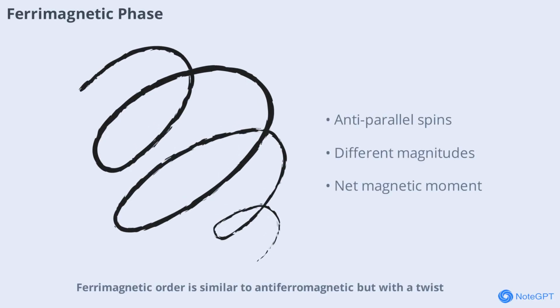Ferrimagnetic order is similar to antiferromagnetic, but with a twist. In ferrimagnetic materials, the spins are antiparallel, yet their magnitudes differ. This means the opposing spins don't cancel out completely, resulting in a net magnetic moment. Ferrimagnetism is found in materials like magnetite, which is used in magnetic recording and data storage. The unique properties of ferrimagnetic phases make them valuable for both scientific research and practical application.